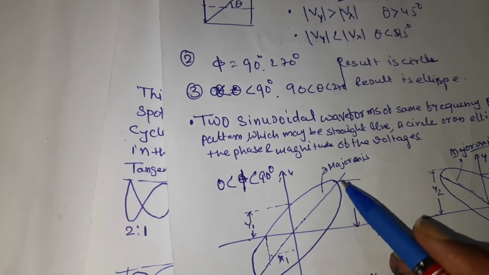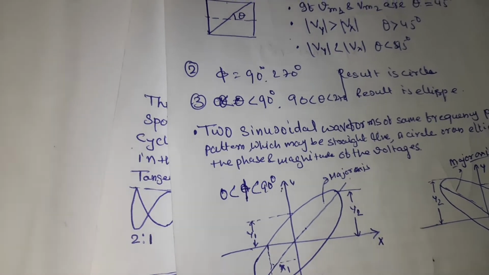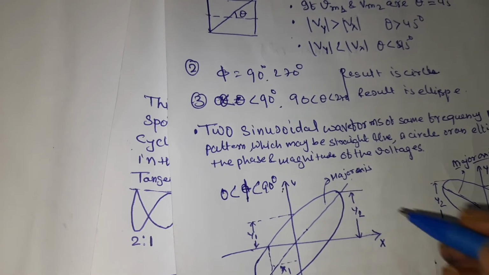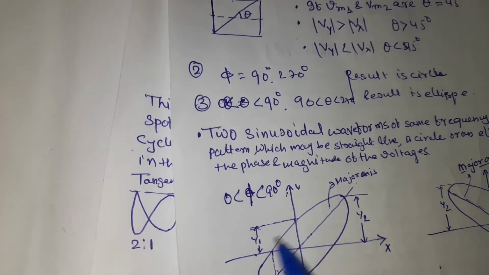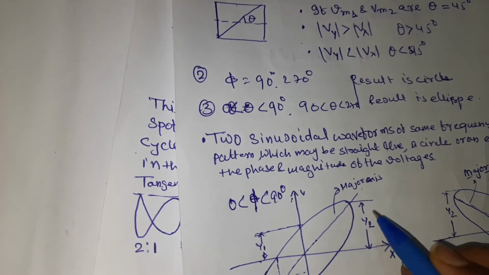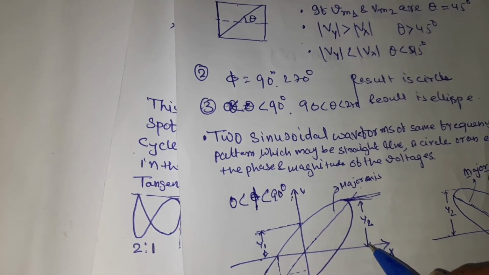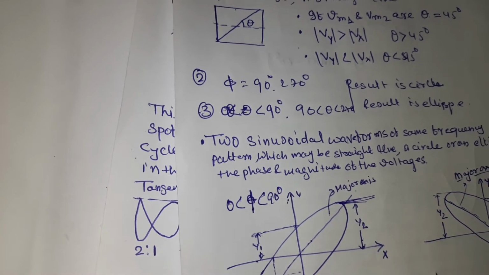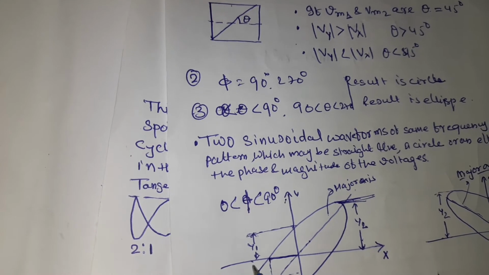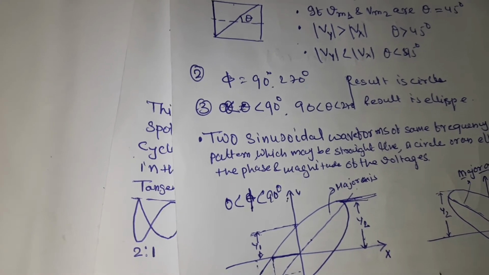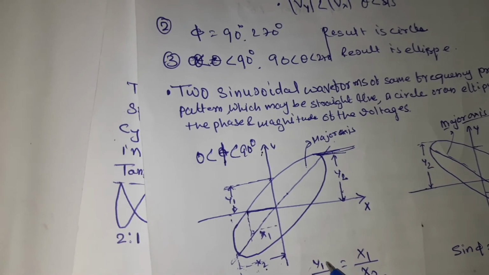So the major axis is along the first and third quadrant, and the phase shift angle sin theta is equal to y1 by y2 is equal to x1 by x2, where y1 is the cut point along the y-axis, and y2 is the maximum value of the ellipse along the y-axis, and x1 is the cut point along the x-axis, and x2 is the maximum value along the x-axis. So the phase shift angle, that means sin phi, is equal to y1 by y2 is equal to x1 by x2.